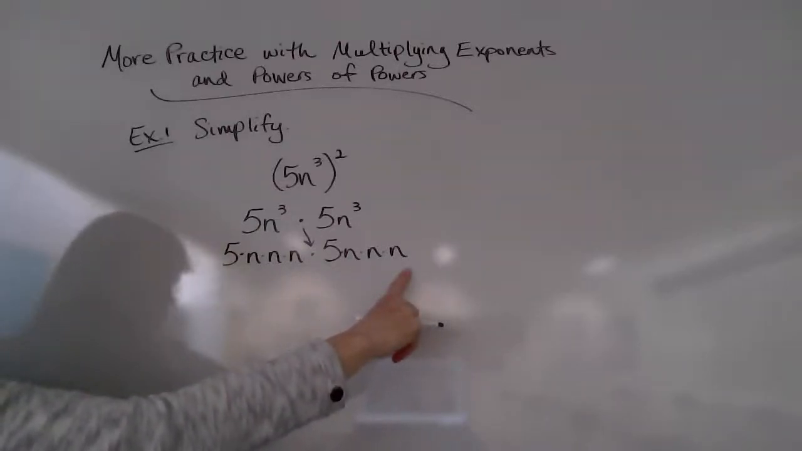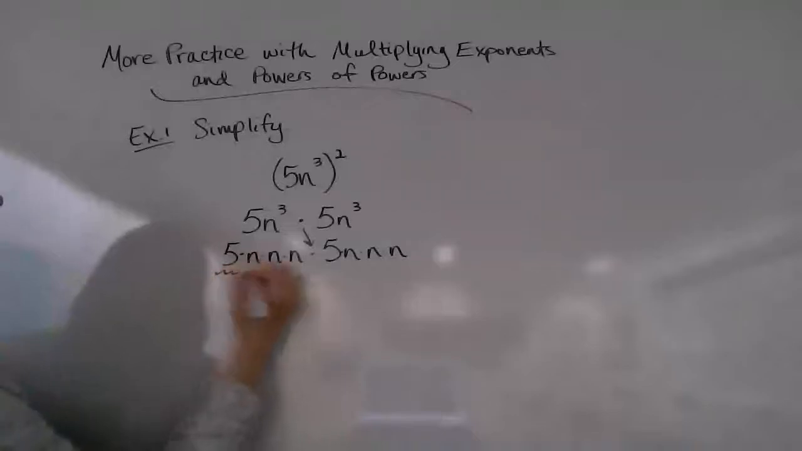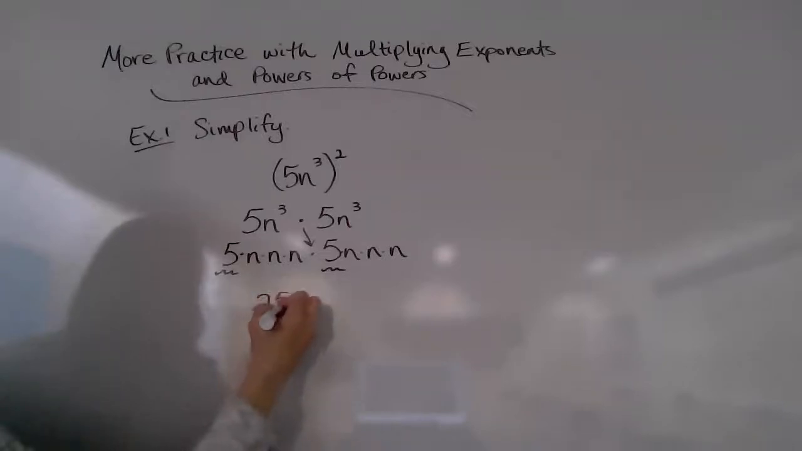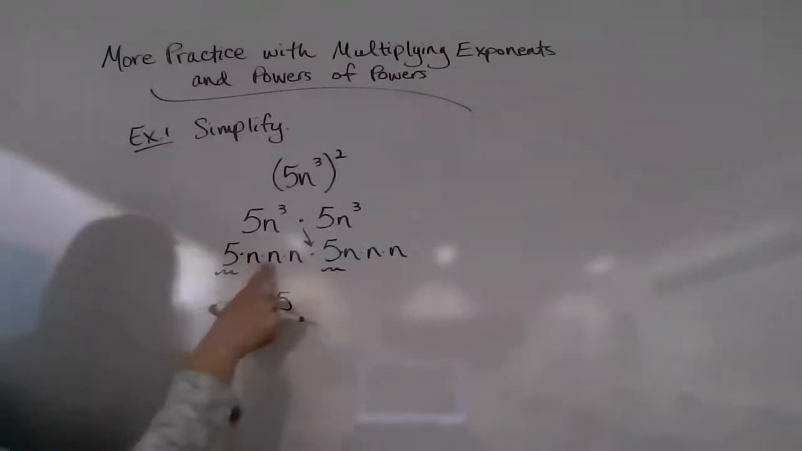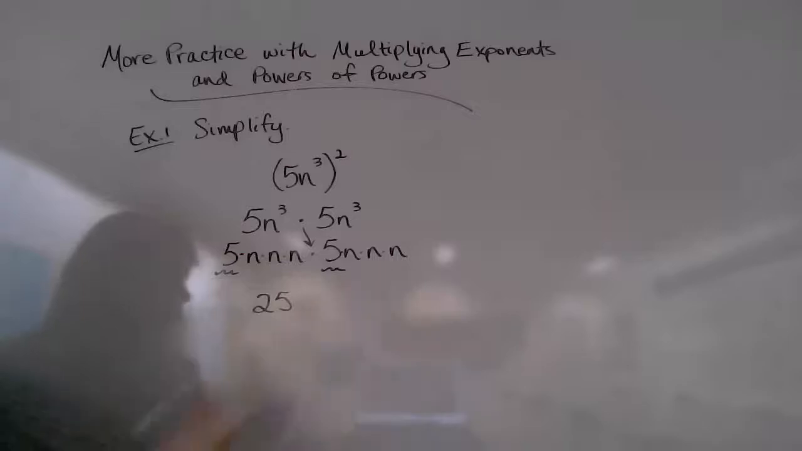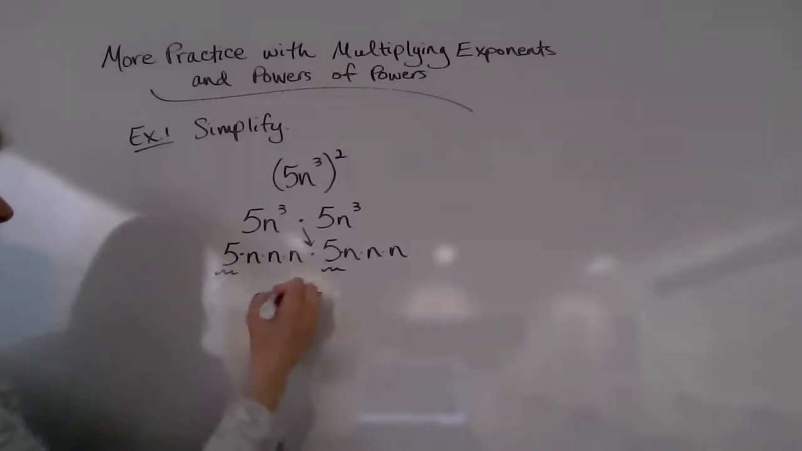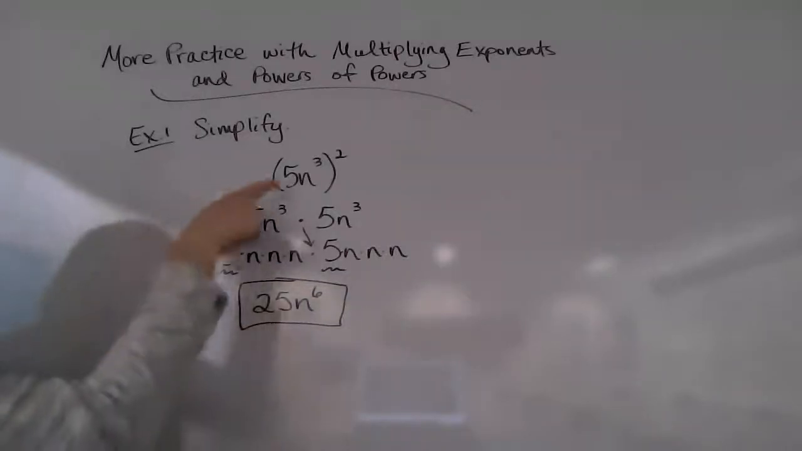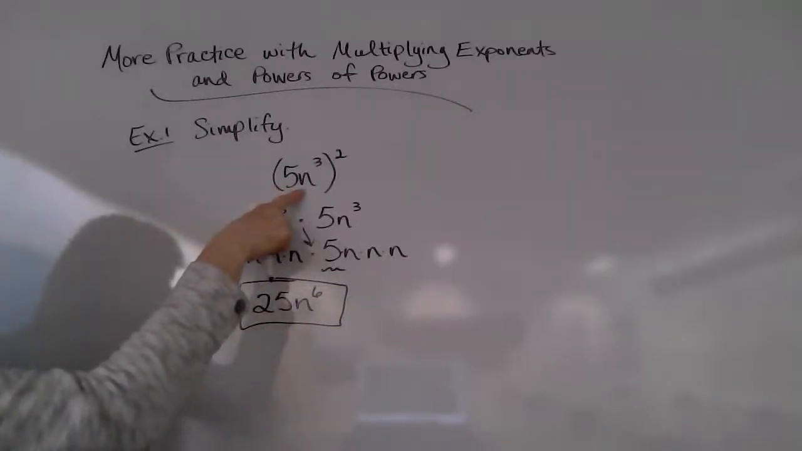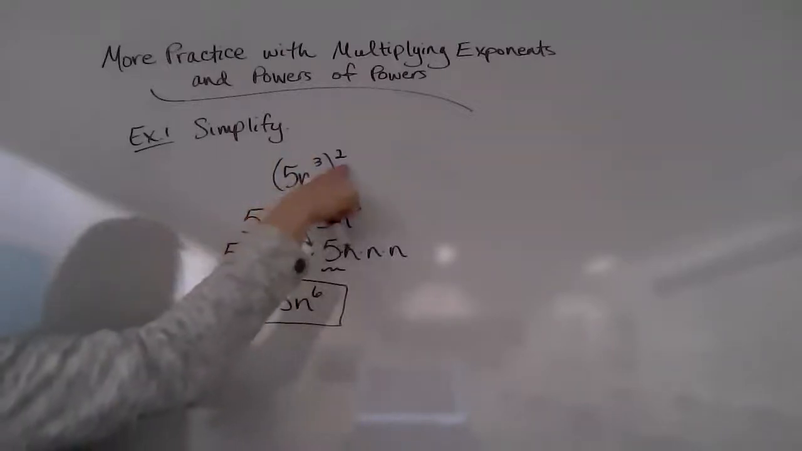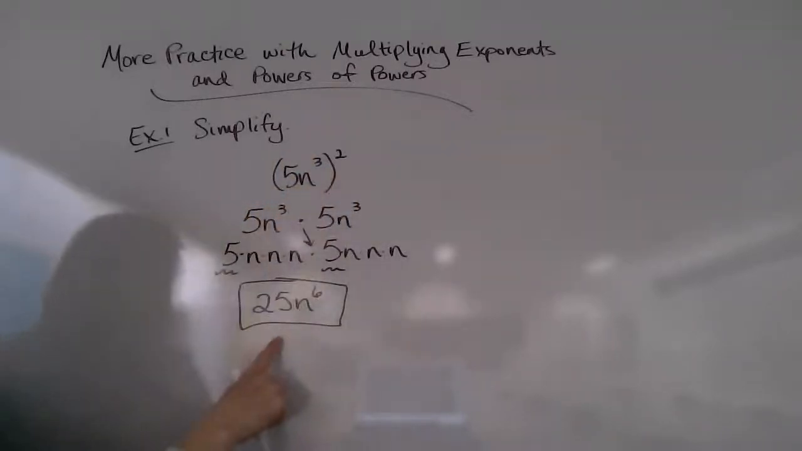There is no addition there. So this is 5 times 5, not 5 plus 5. 5 times 5, 25. We have 6 n's all being multiplied together. That is n to the 6th power. So 5n to the third inside the parentheses being raised to the power of 2 becomes 25n to the 6th.